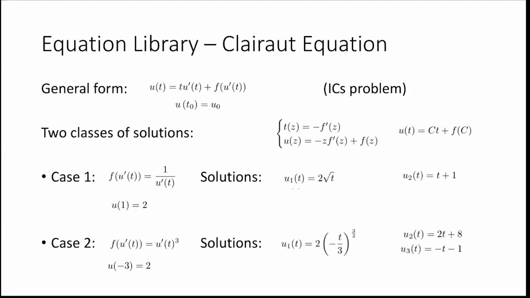For example, in this Clairaut equation, in case 1, if we define f in this way with these initial conditions, for the same equation there are two analytical solutions. One is a parabolic one, 2 times square root of t, and then a linear one that I call here u1 and u2 of t.